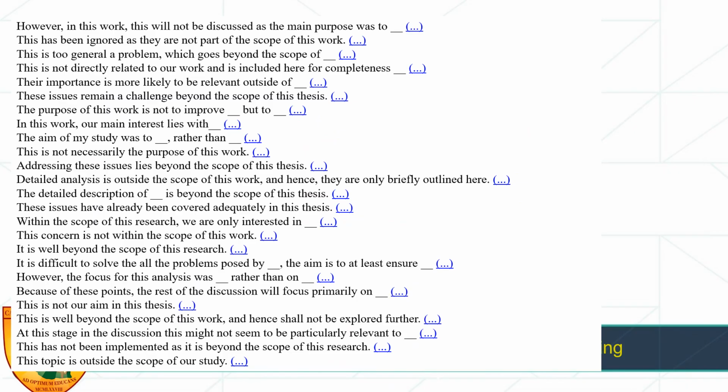These are other phrase banks for your scope and the limitation of the study. For example, "in this work, our main interest lies with," or "within the scope of this research, we are only interested in," or "at this stage in the discussion, this might not seem to be particularly relevant to," or "this topic is outside the scope of our study." I included this in this PowerPoint video so you can pause and actually look at the sentences or prompt phrases that you can use for your scope and the limitations.